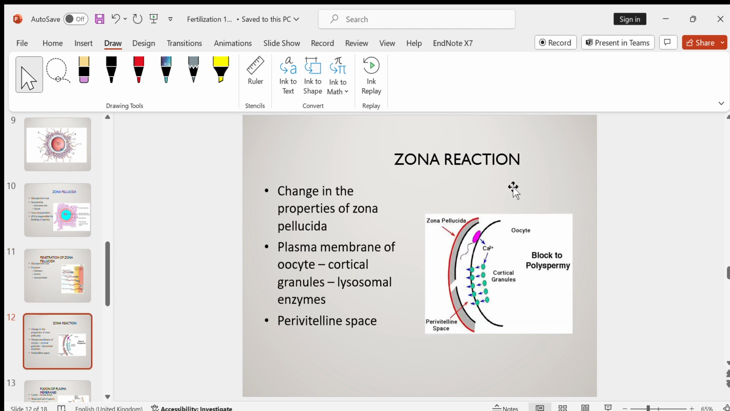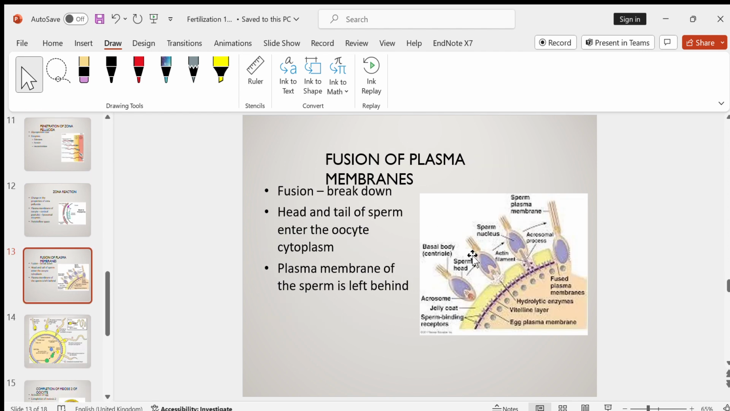Then there is a zona reaction. This is very important. The oocyte releases various cortical granules inside the perivitelline space. They act as lysosomal enzymes. They prevent multiple sperms from penetrating the zona pellucida. So it prevents basically polyspermy. It prevents many sperms from entering, and allows only one sperm to reach the oocyte.